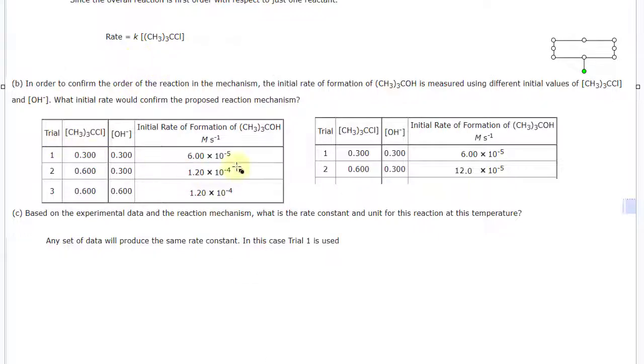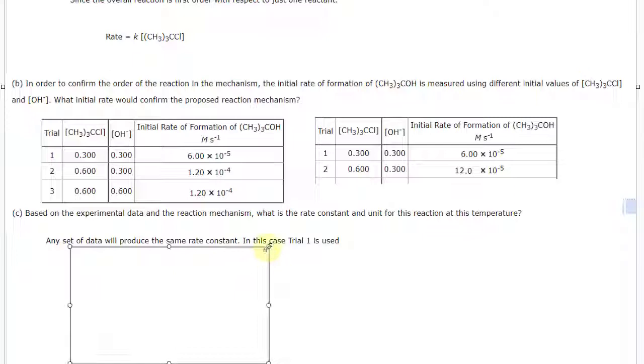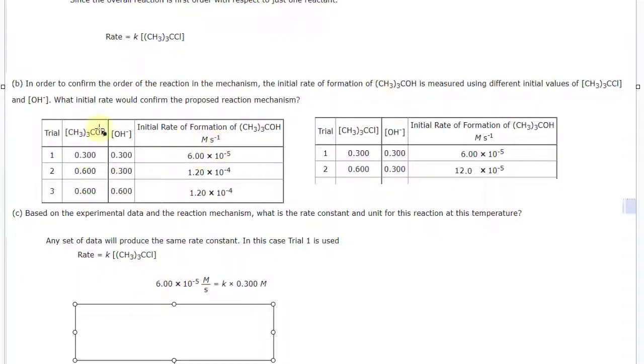I'm going to use trial 1. You could use trial 2 if you want. Try it, and you're going to get the same answer, or very, very close to it. Plugging in, we've got our rate law. Forget the hydroxide. That makes it easy. That's good. You love these first-order reactions. We know what the rate is. Here's our rate, 6 times 10 to the negative 4. Now, its units are molar per second. How many molar per second are we producing in this case?